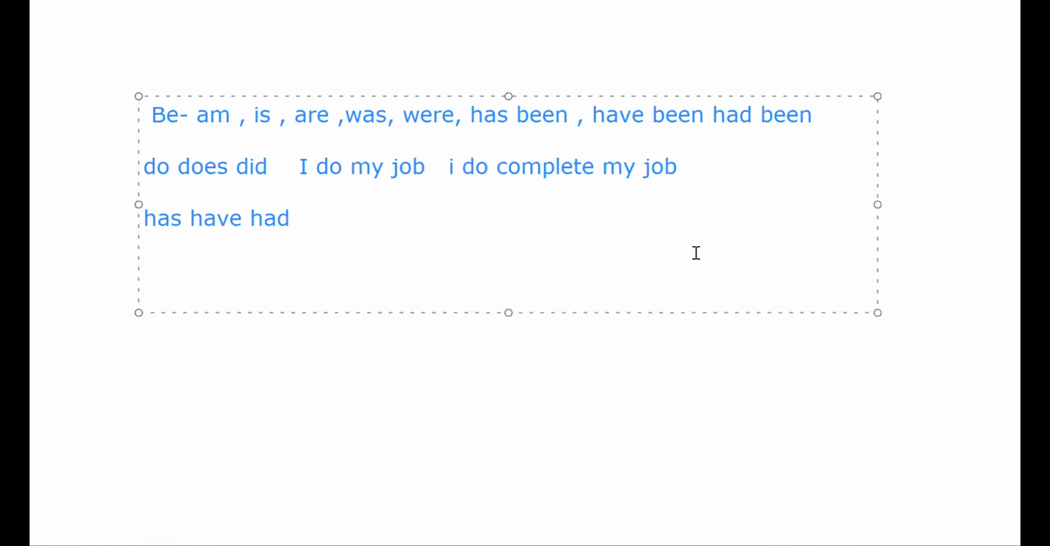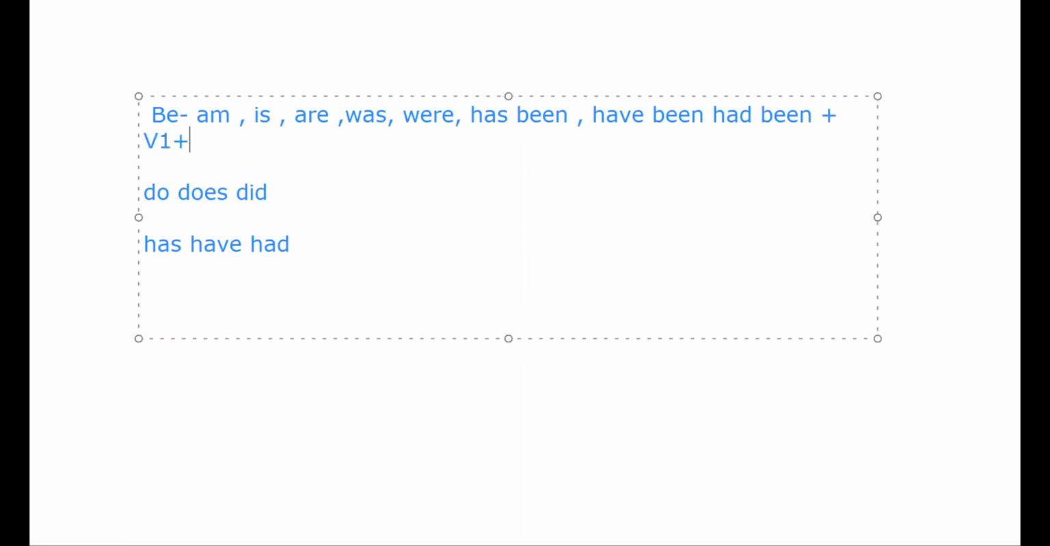But the grammatical point is, look at this. After these be forms, if you want to use them as main verb or helping verb, after these, the main verb can be V1 plus ing form or V3. I will discuss more when I'm dealing with the passive voice. But remember, after do, does, did, the main verb is always V1 form. And if you want to use has, have, had as helping verbs, the main verb is always V3 form.